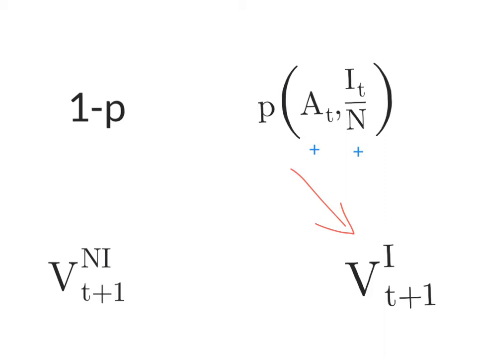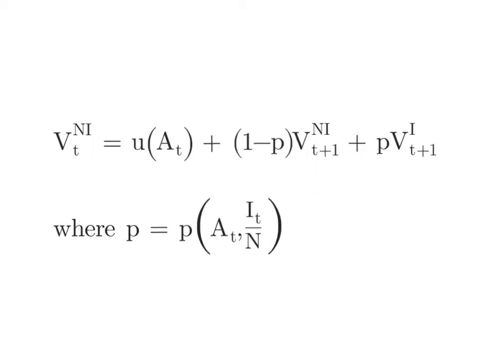And obviously, if P is our probability of being infected when we wake up tomorrow, 1 minus P is our probability that we will not be infected when we wake up tomorrow. So we can write the individual's decision-making problem over their level of social activity by this simple equation here.